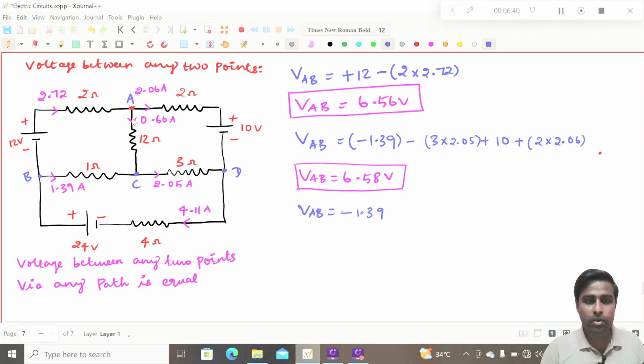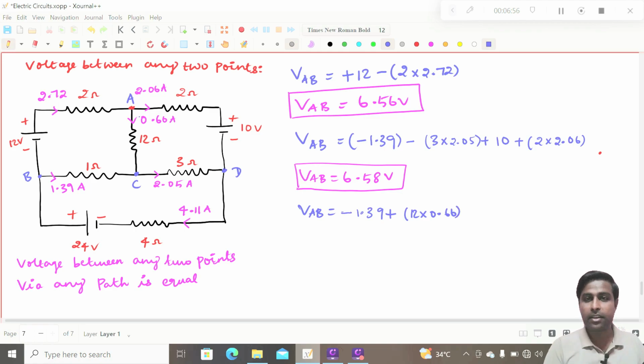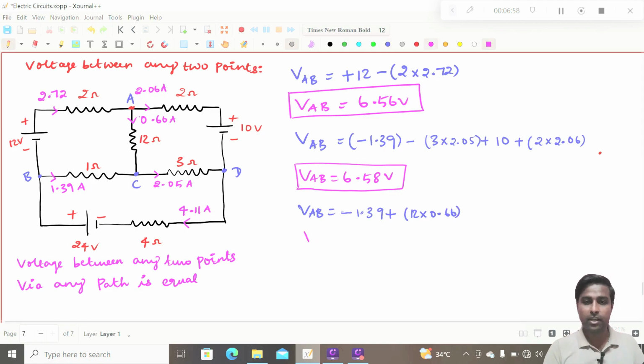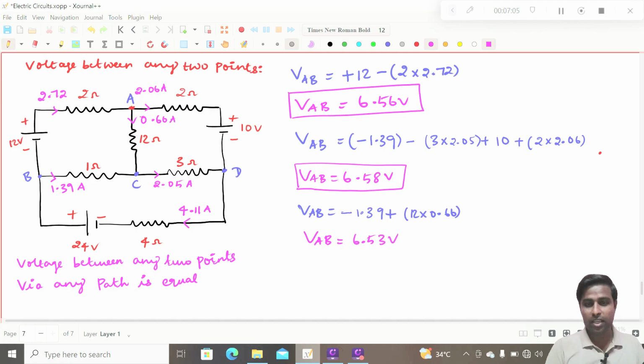Then you have to travel in this way. So what is this? If you go like this, current is coming opposite to you. So what you have to put? You have to put obviously plus 12 into 0.66. And if you simplify these values, you will get VAB equal to 6.53 volt. At 0.05 or 0.1 values, some error will come, no problem.